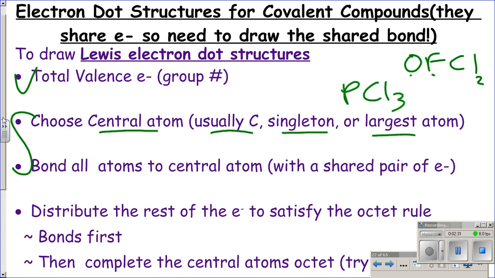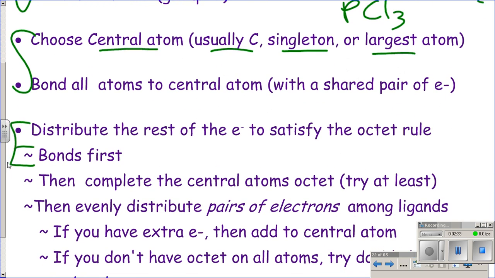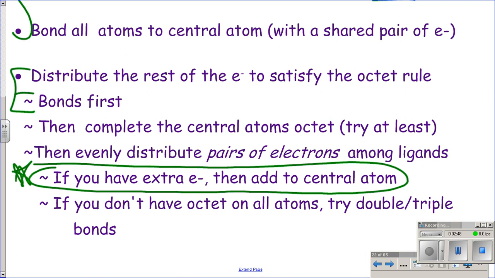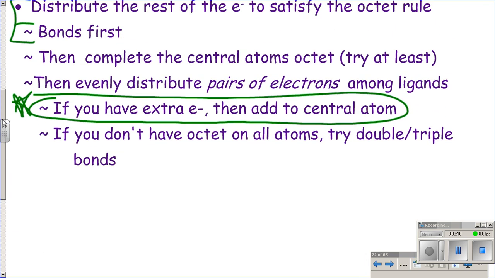Distribute the rest of the electrons, that's E. Satisfy octet rule. Complete octet on the central atoms at least, try to. Distribute pairs of electrons among the ligands so that you have a symmetrical shape. This is the last thing that we didn't talk about yesterday. That's the one that you need to know and write down if you want to. If you have more electrons, and you've already gotten every octet to everybody, you've already got duet or 2 to hydrogen, you still have more electrons to add and you don't know where to put them, put them on the central atom. They're lone pairs though, not a bond. They're not going to make a double bond because then that's going to make somebody else have more than octet. You can't do that. So you only want to add them to the central atom as lone pairs.